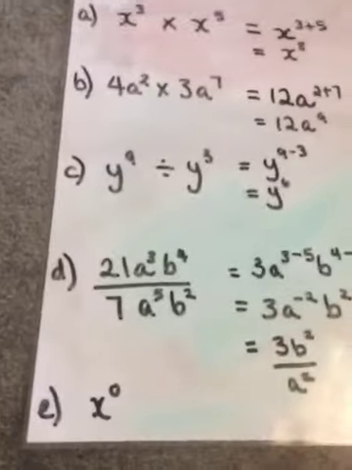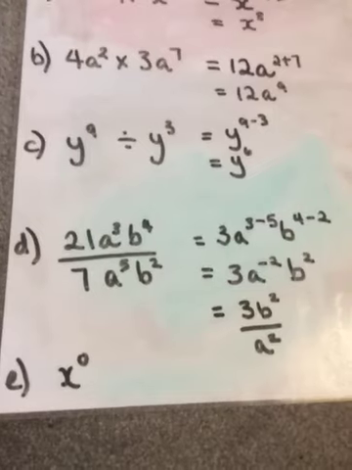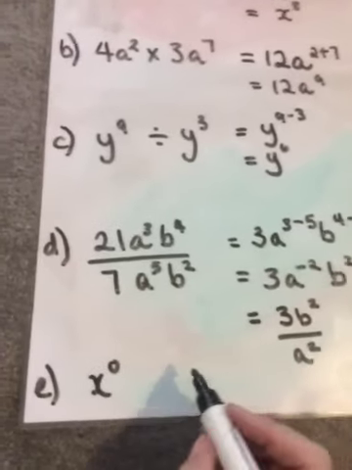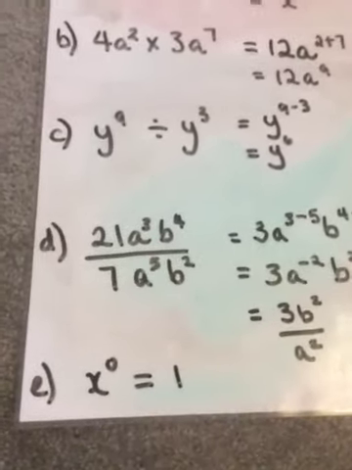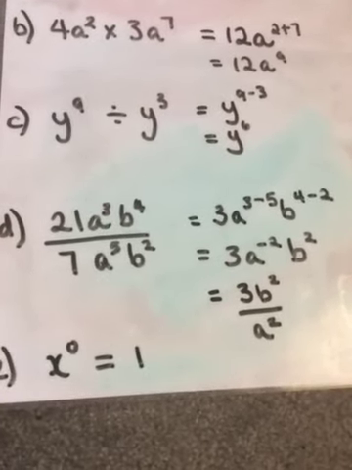And the last one I've snuck in at the bottom because I had a little bit of space is the rule that anything to the power of 0 is going to equal 1. So it could be 5,033,000 to the power of 0 and it would still equal 1.